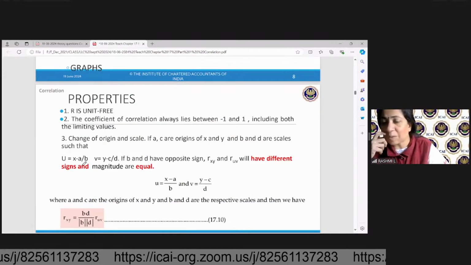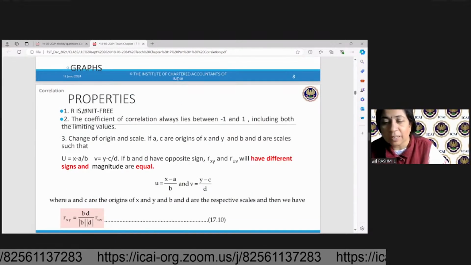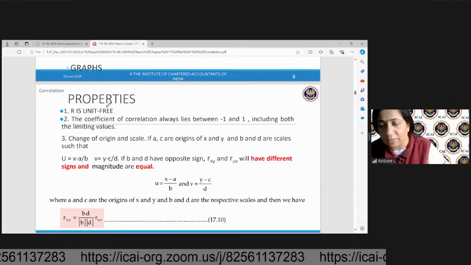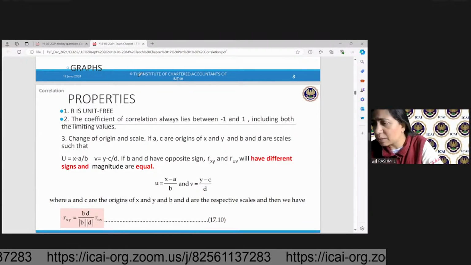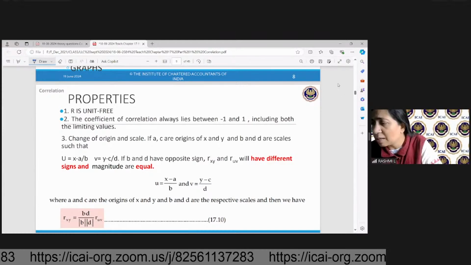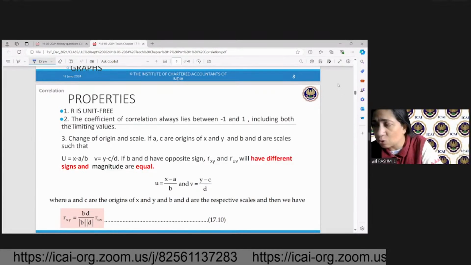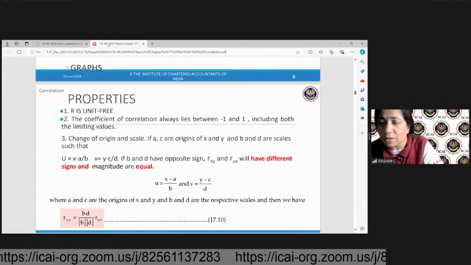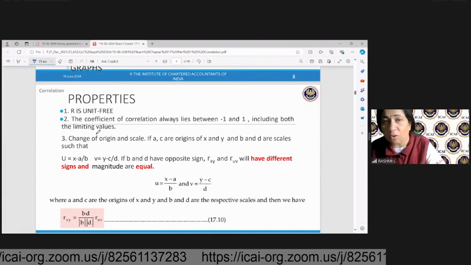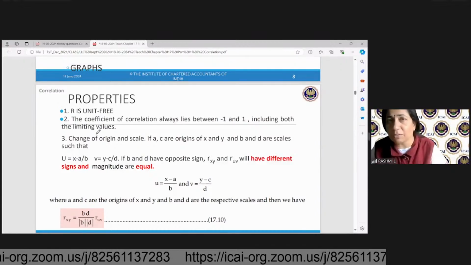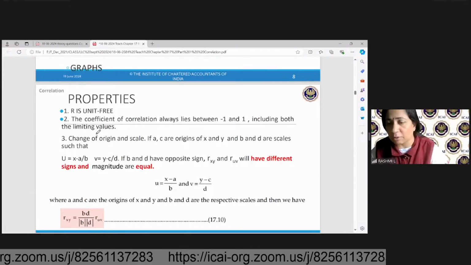So let us see the properties. Again, R is unit free. These are some questions that they can easily ask you about the properties. On all chapters in mathematics and statistics, you should make it a point that you have done all your properties of all the chapters. Wherever you see properties, just go through them.